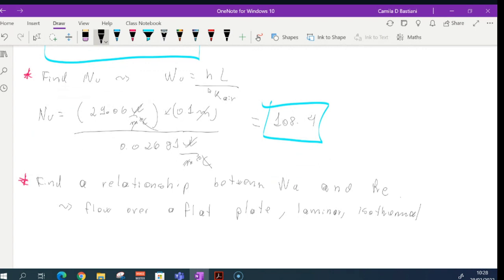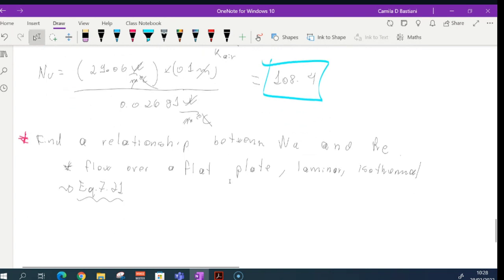If you go to the book, you're going to see that you have equation 7.21 that fulfills all those requirements. It's not that straightforward, Alex. It depends on the type of flow. There is a relationship between them, but this relationship is going to depend on the type of flow that you have, so you need an adequate relationship for each type of flow.